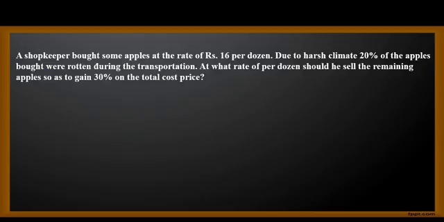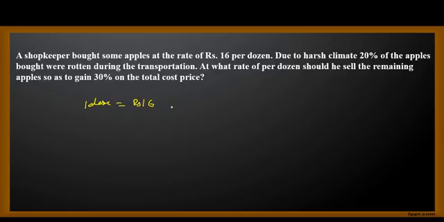See here, a shopkeeper bought some apples at the rate of 16 rupees per dozen. So one dozen costs 16 rupees. Listen carefully. Due to harsh climate, 20% of the apples bought were rotten during the transportation. At what rate per dozen should he sell the remaining apples so as to gain 30% on the total cost price? Here we don't know how many dozens he bought.